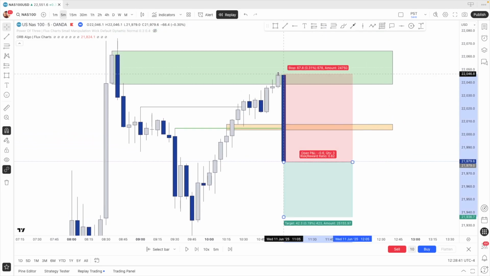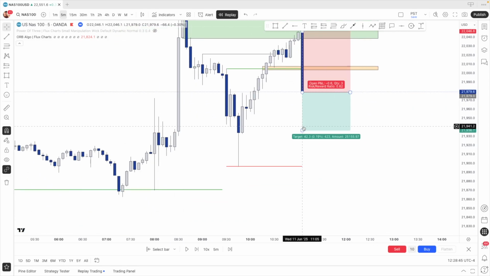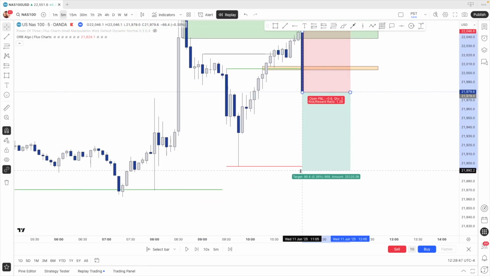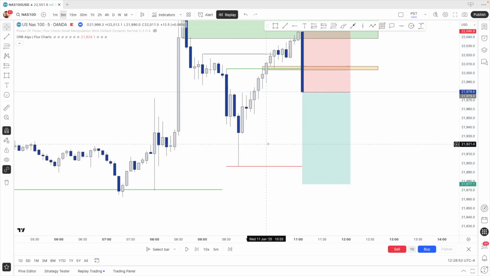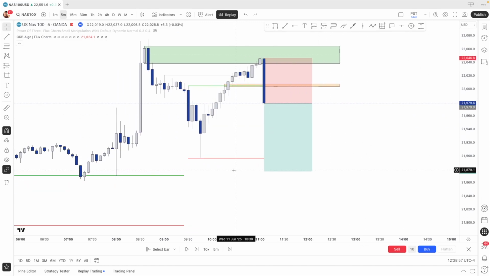You want to put your stops above these highs. And then let's target a fixed 1 to 5 risk to reward. So as you can see, a 1 to 5 is close by the lows of the first 30-minute candle. So that's a good target. And let's see what happens when we play price forward.